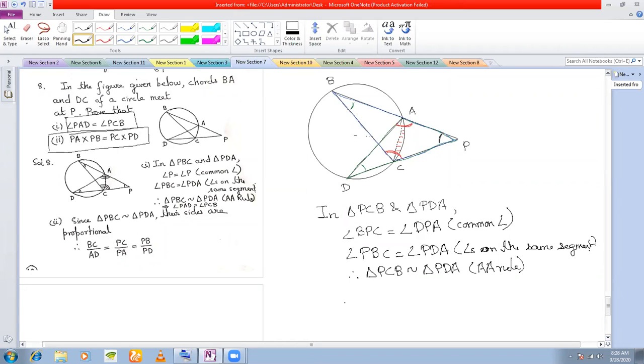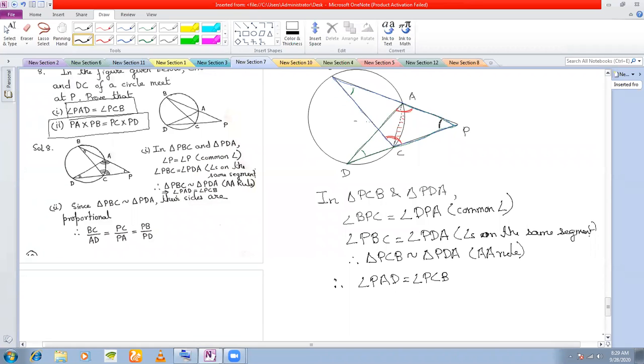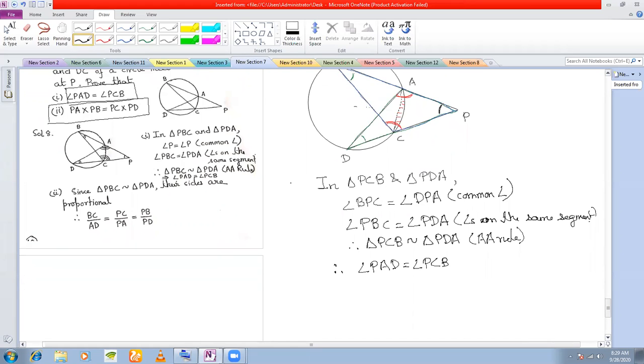And therefore angle PAD must be equal to angle PCB, because that's the only angle that remains in the two triangles, so they have to be equal. This completes your first part.